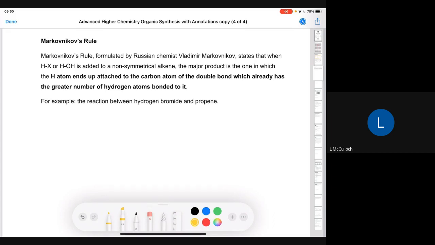So Markovnikov's rule was formulated by Russian chemist Vladimir Markovnikov, and it states that when HX, so that's a hydrohalogen, X is commonly used as a halogen atom, or HOH is added to a non-symmetrical alkene, the major product is the one in which the hydrogen atom ends up attached to the carbon atom of the double bond which already has the greater number of hydrogens bonded to it. Okay. So we'll do a little example of this.